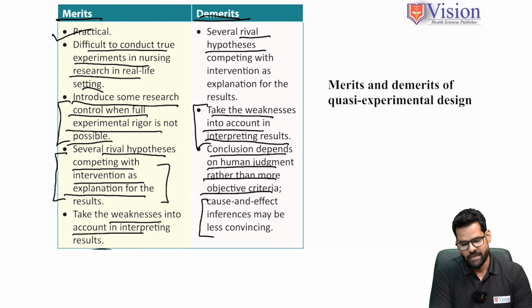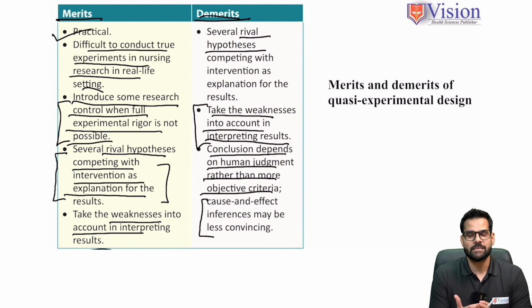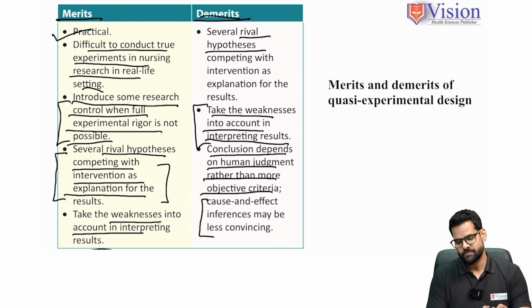So these are some of the merits and demerits. Overall I can say quasi-experimental research is next to experimental research, lacking the randomization. They are a good design to be adopted when true experimental designs are not possible, and they follow two basic principles. The first is control: they try to maximize the control over the extraneous variable. And second, they always have an intervention.